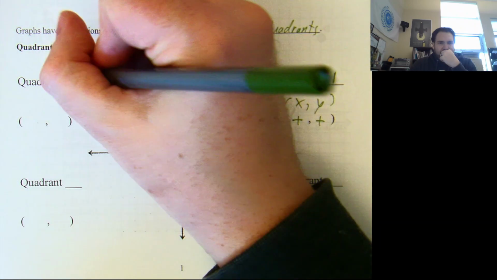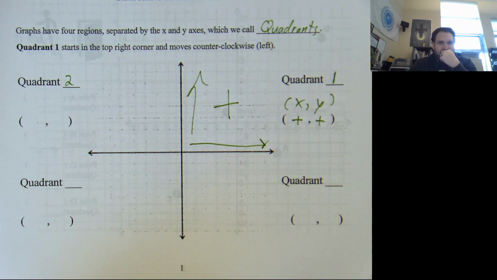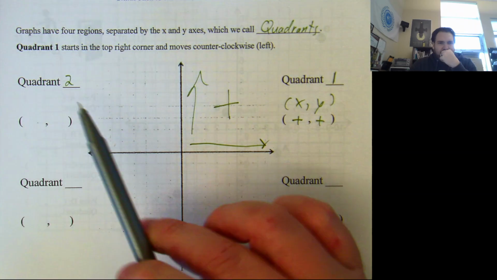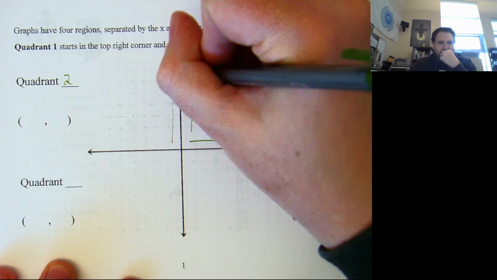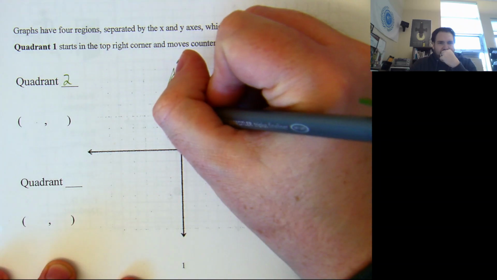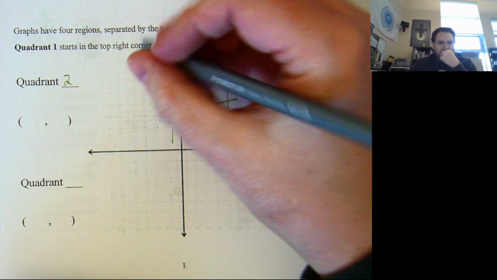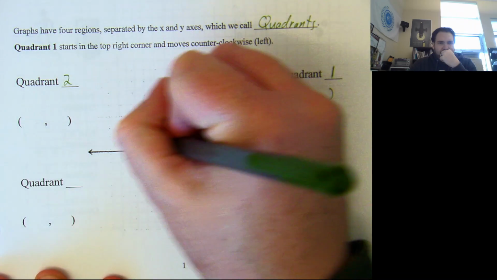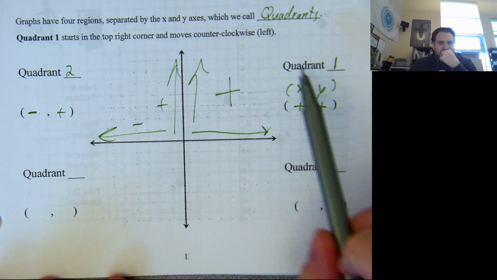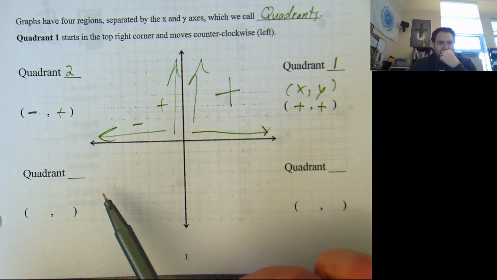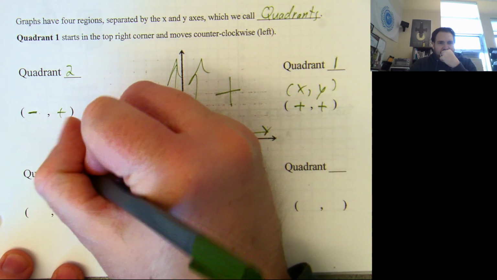In quadrant 2, race has nothing to do with it. Just stop talking and let me finish this, because I am going to do this before you leave today. So in quadrant 2, Y's are positive, we're still on the top side, and X's are negative. We go around counterclockwise down here to quadrant 3.